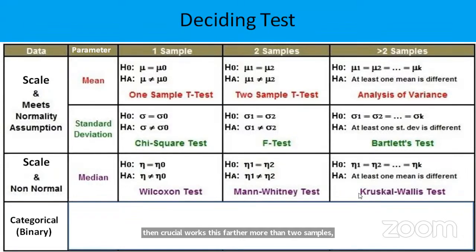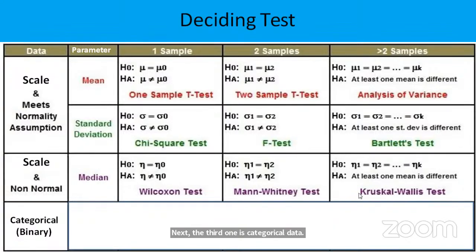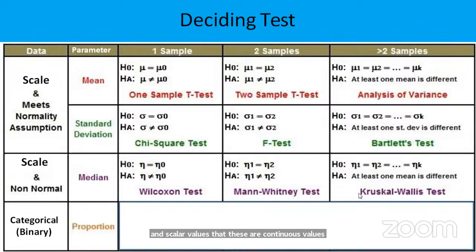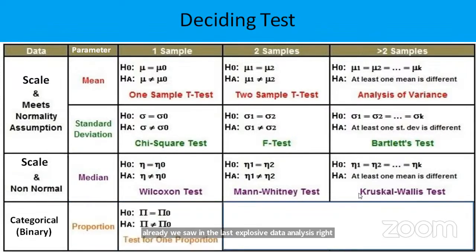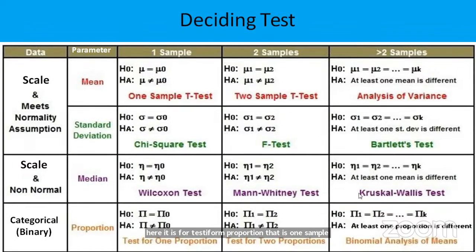Next, the third one is categorical data. We have two types of data, scalar data and categorical data. That is nominal and ordinal, and scalar values, which are continuous values. We already saw this in the last exploratory data analysis. For proportion values, there is the test for one proportion, that is one sample. Test for two proportions for two samples. The binomial analysis of means for more than two samples.